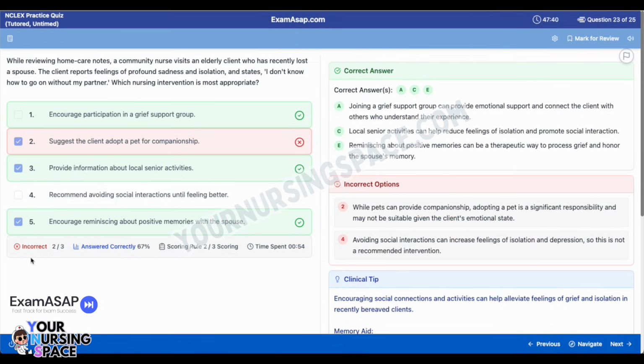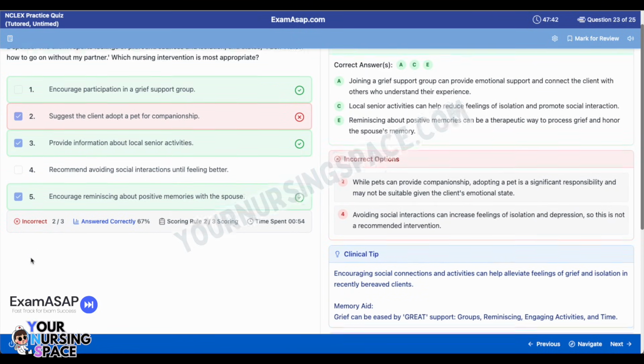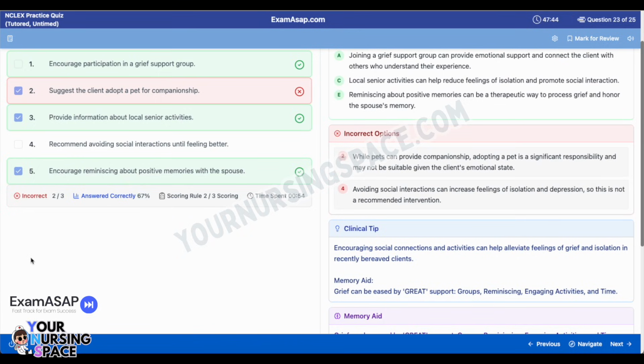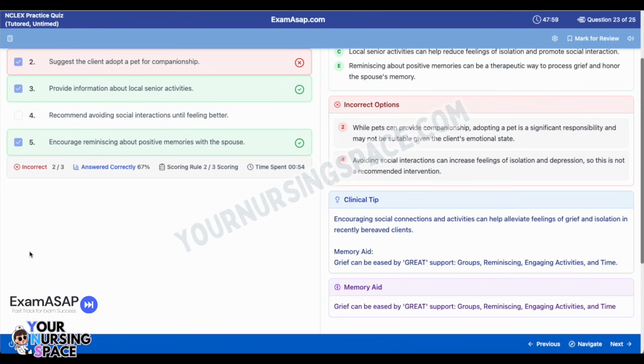Rationale. Correct answers. A, C, E. A. Joining a grief support group can provide emotional support and connect the client with others who understand their experience. C. Local senior activities can help reduce feelings of isolation and promote social interaction. E. Reminiscing about positive memories can be a therapeutic way to process grief and honor the spouse's memory.